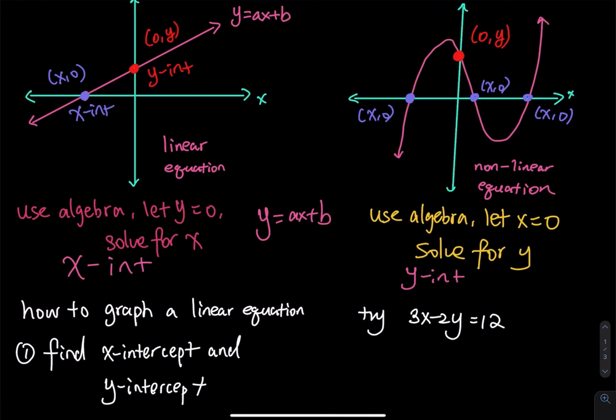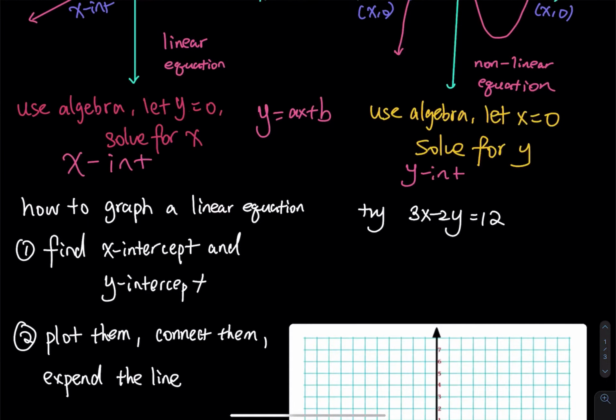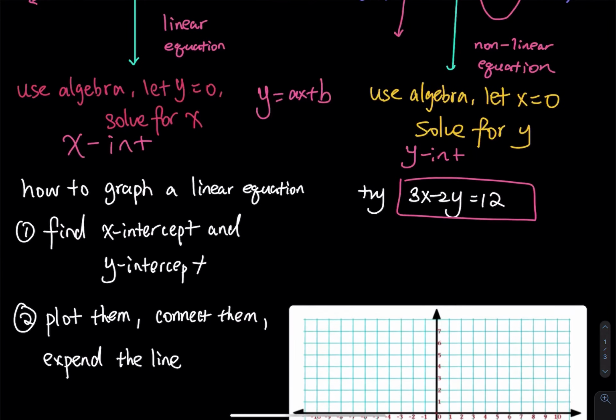So let's do a quick example. I have a linear equation, 3x minus 2y equals 12, and I want to graph this linear equation using the x-intercept and the y-intercept. How do we do that? First, we find the x and y-intercept, and second, we plot them, we connect them, and we extend the line to graph the linear equation. So let's do the math really quick.